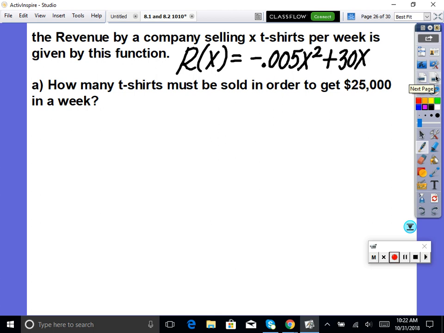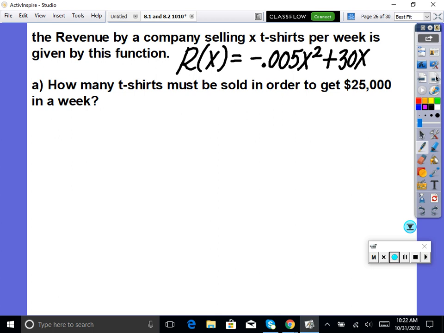Here's why. Okay, you can't go and cry and say, well, I can't do story problems if you don't quickly see 2 examples. We'll go quick. We won't even go through the whole thing. We'll just show you how to set it up. It says a revenue function of a company selling X number of t-shirts per week is given by this function. R of X is equal to that. How many t-shirts must be sold in order to get $25,000 in a week?